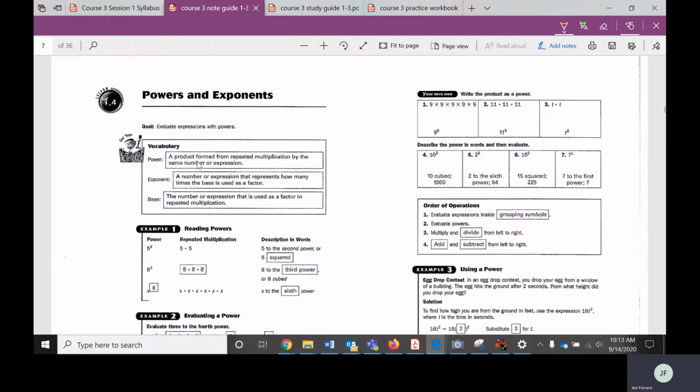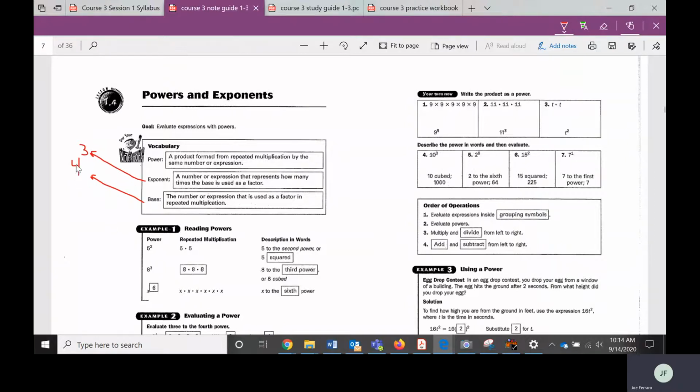A power, it says, is a product formed from repeated multiplication by the same number or expression. So like if we have 4 to the third, we kind of call the whole thing the power. And we'll look at what that means in a second. The base is going to be the bigger number at the bottom. And the exponent is the smaller number up to the right hand corner.